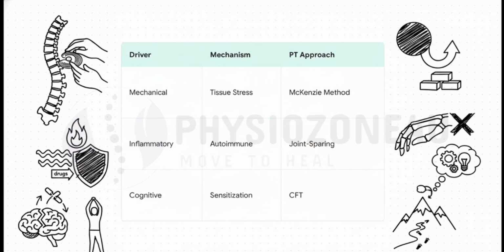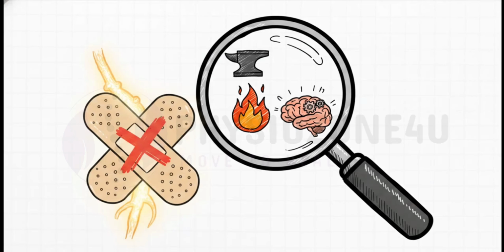If it's inflammatory, PT actually takes a secondary role to rheumatological drugs and mostly focuses on preventing the inflamed spine from fusing forward. And if the pain is cognitive, standard mechanical PT could actually make things much worse. Instead, the focus shifts entirely to cognitive functional therapy, slowly exposing the patient to feared movements to completely rewire a terrified central nervous system. This leads us to a massive fundamental clinical truth.